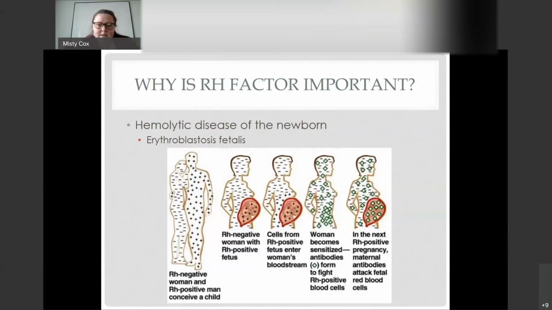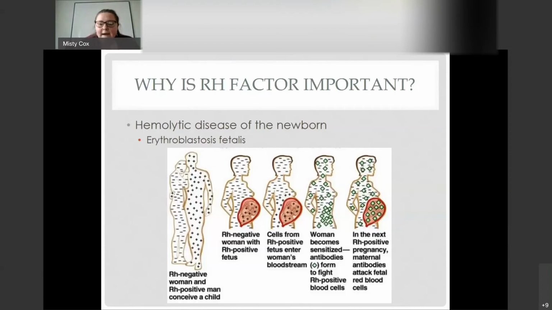Our red blood cells are responsible for carrying oxygen to our tissues. Our tissues have to have oxygen to be able to survive. So the baby's blood cells cannot carry oxygen. So obviously this is very bad for the baby.